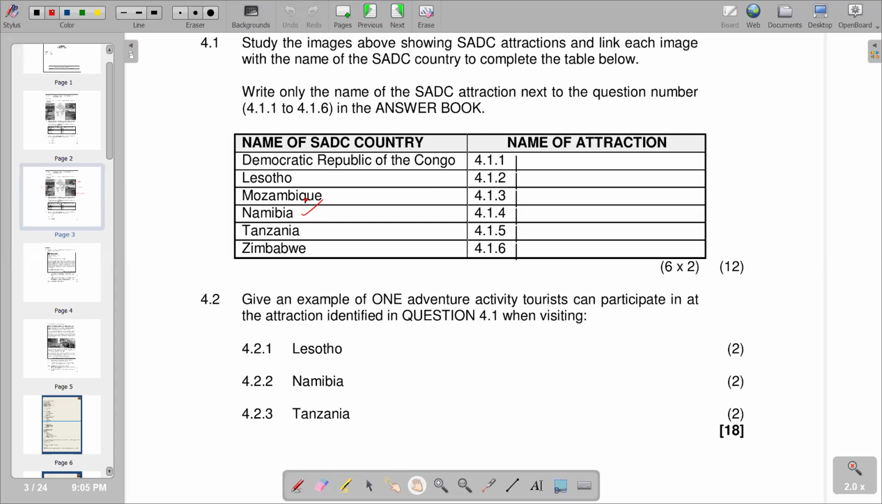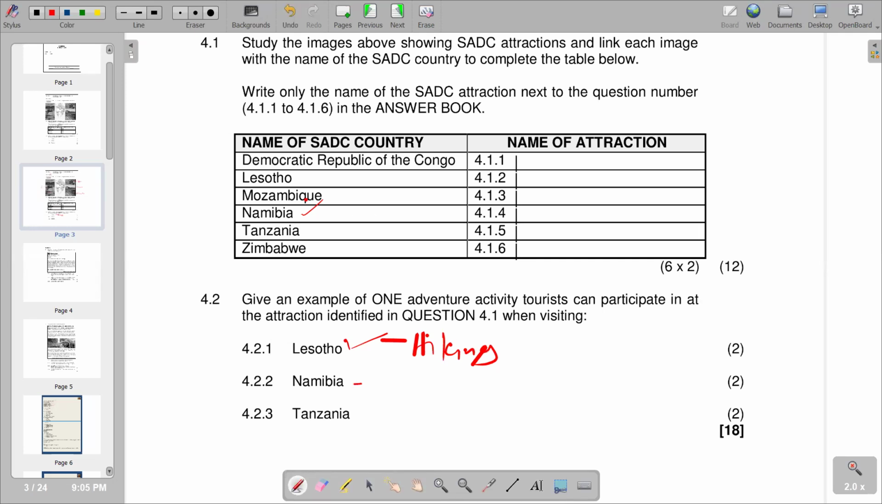Going back to our question, you see that we have specific countries that are listed here. 4.2.1, we've got Lesotho. So the question is saying, give an example of one adventure activity tourists can participate in at the attraction identified in question 4.1. When visiting Lesotho, what adventure activity do we have? But Lesotho we related it to Sani Pass. So what is related to Sani Pass is obviously hiking. So we are saying, it's a pass.